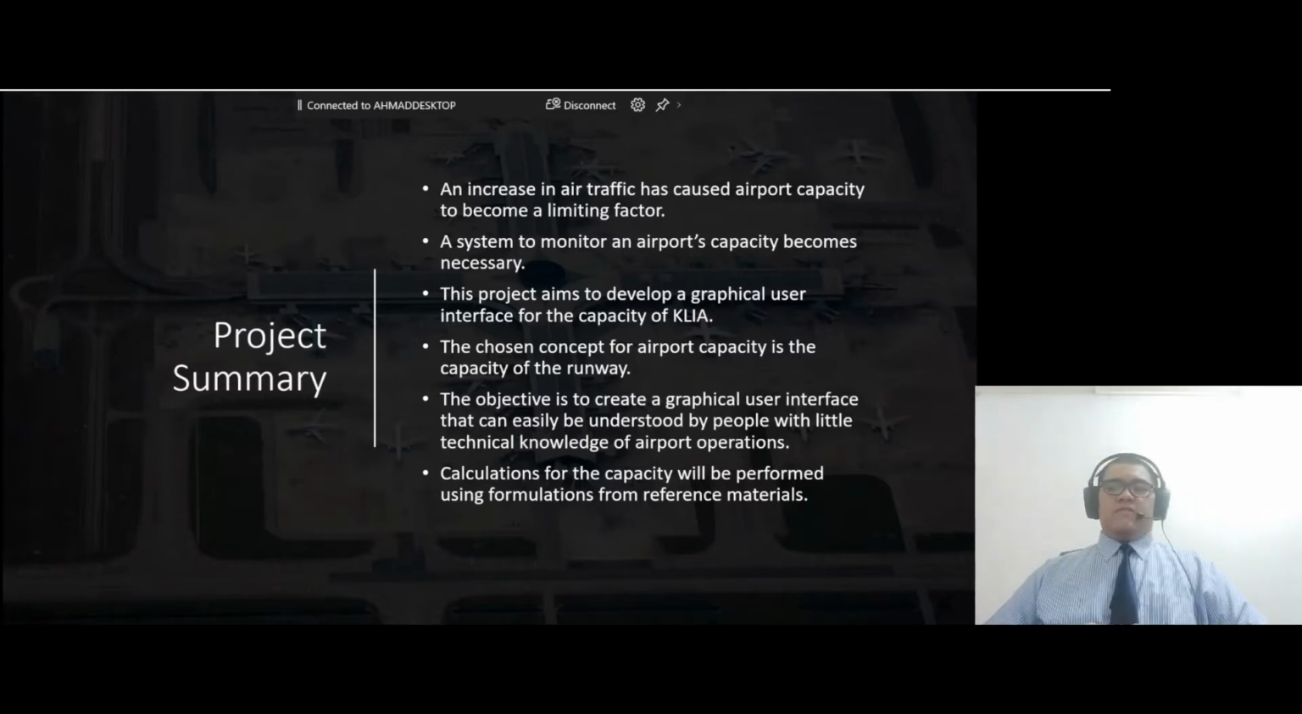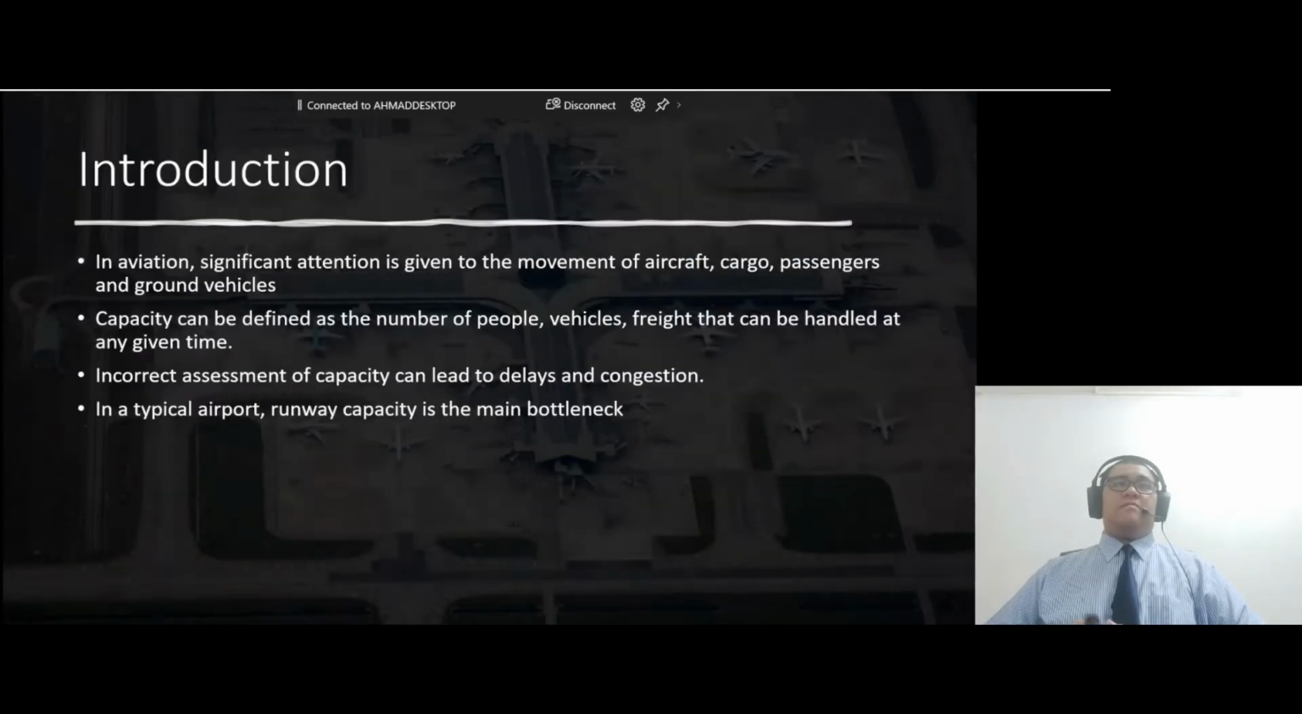The objective is to create a graphical user interface that can be easily understood by people with little to no technical knowledge of airport operations. The calculations for the capacity will be performed using formulations from reference materials.